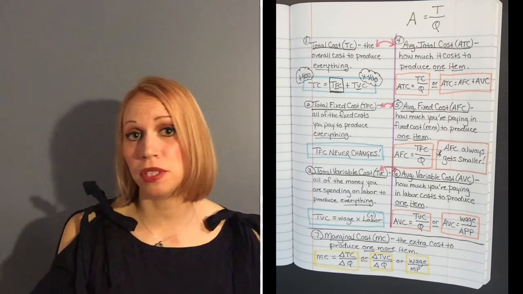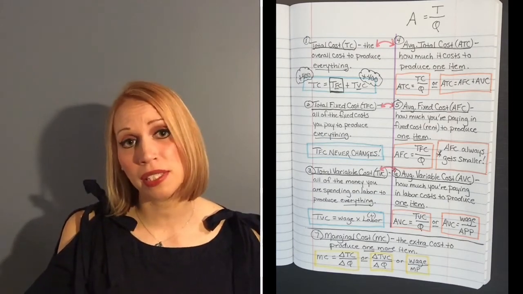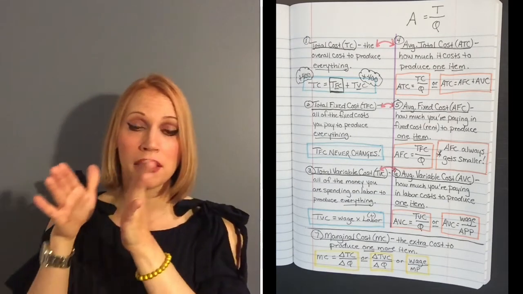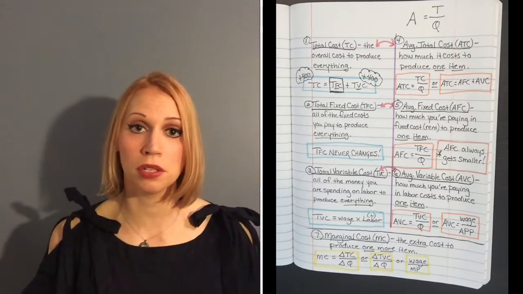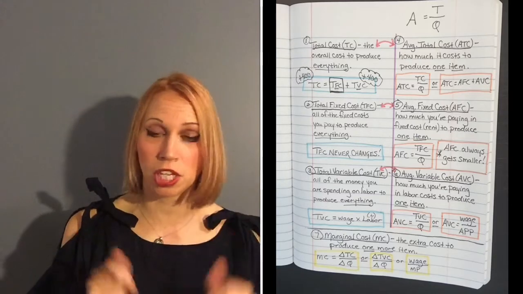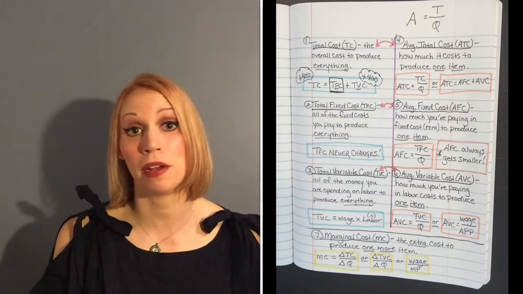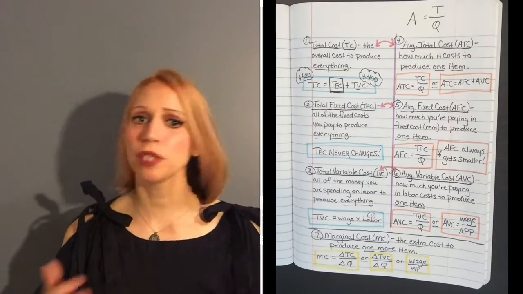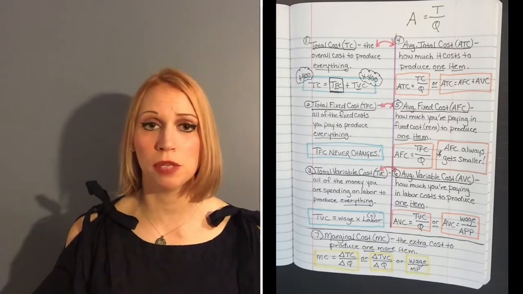Also, by the way, when we do this on a graph, what are 2 things that always change by the same amount and they never get further apart and they never get closer? They're parallel. So total cost and total variable cost, since they always change by the same amount, are always going to be parallel lines.